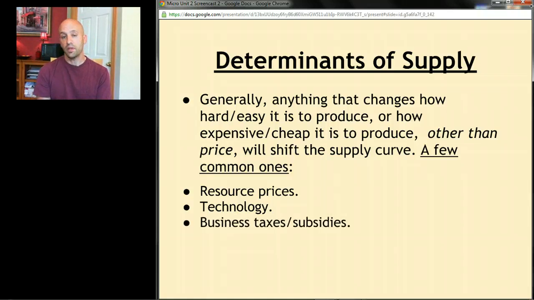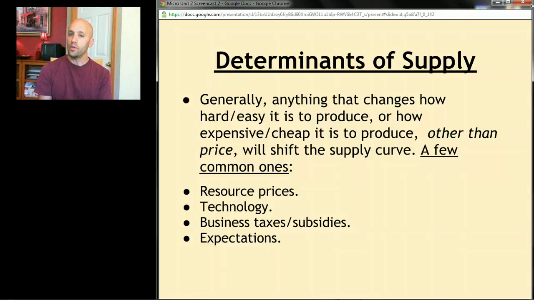Business taxes or subsidies. When the government takes money away from businesses, that's a tax. Sometimes the government gives money to businesses, that's a subsidy. Often it does that for products it likes or wants to support, things like hybrid cars or ethanol. Well, think about it. If the government taxes you as a business, it's just made it harder, more expensive for you to produce. If you're going to get less money from every glass of lemonade you sell, you're probably not going to sell as many glasses of lemonade. On the other hand, if the government subsidizes you and hands you $1 for every glass of lemonade you produce because the government wants more lemonade out there, you're probably going to produce more.